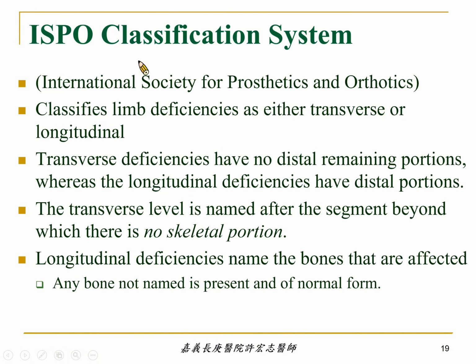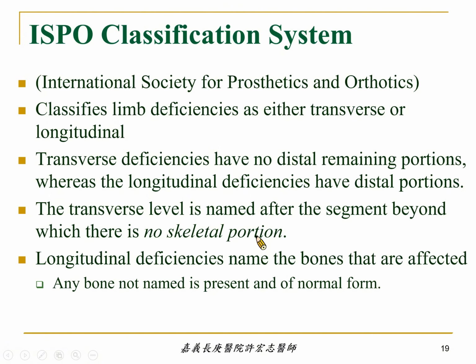The ISPO classification is also the most popular and most preferred system to classify limb deficiency. We call that transverse and longitudinal. The transverse deficiency means that there are no distal remaining portions: the proximal is preserved, but the distal is absent. The transverse level is named after the segment beyond which there is no skeletal portion. What does that mean? We call that the transverse level.